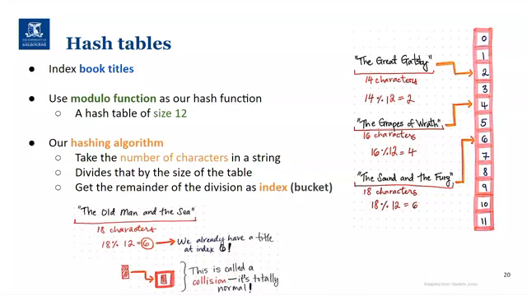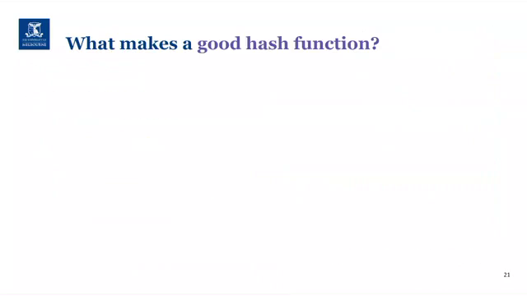But what happens if we have another title, The Old Man and the Sea, which has 18 characters? 18 modulo 12 is 6, and 6 is already taken. What do we do? An array, by definition, is a contiguous space in memory. We can't put two things in the same position in memory. We'll overwrite them. Same thing for the book. So this is called a collision, which is a very common thing in hashes. But we'll get back to collisions in a bit.